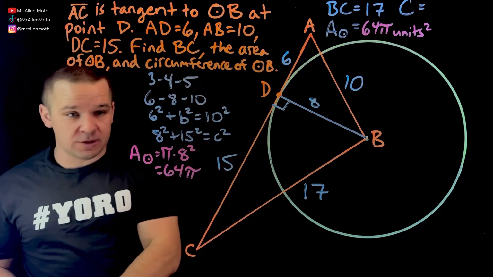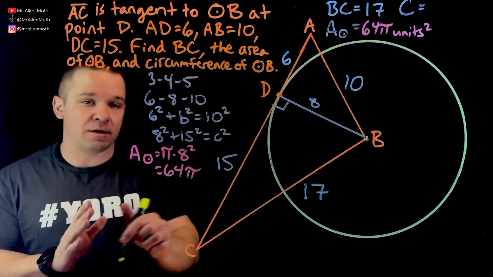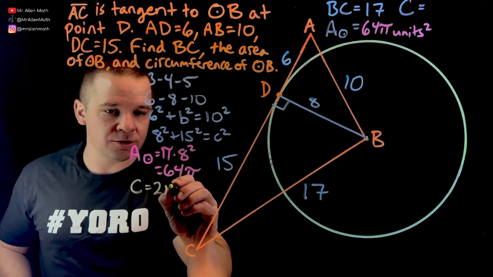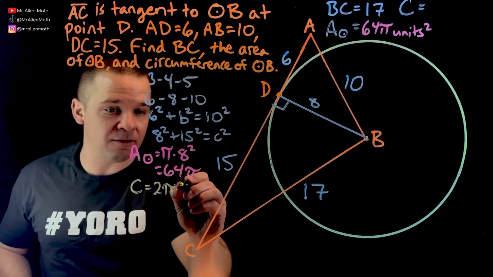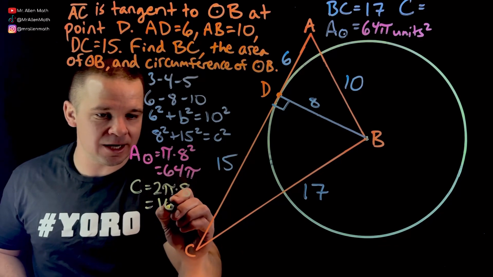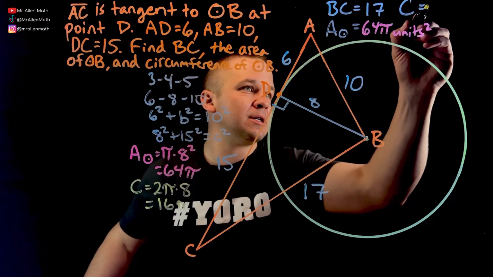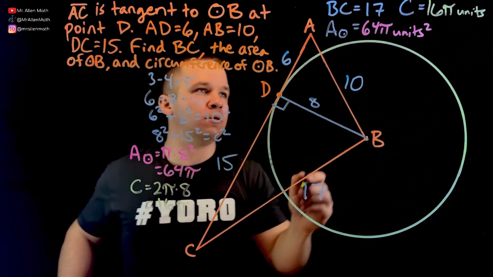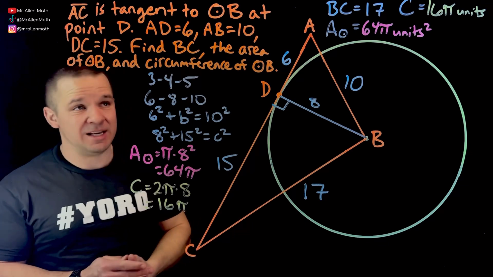Now, for my circumference, I'll go ahead and use this neon yellow color. We got circumference equals, and that's just 2 pi r. So 2 times pi times my radius of 8 that I found. So we get 16 pi units. Boom. That's it.